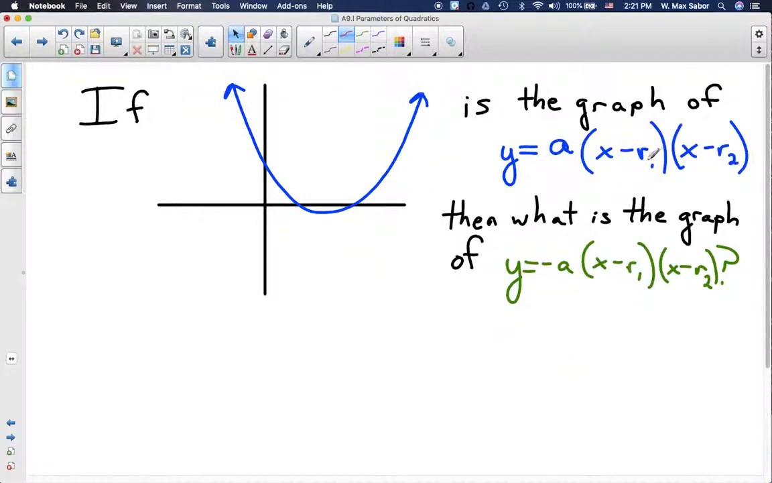Here, a times x minus r1 times x minus r2. So the roots are staying the same. What's changing is we now have a negative a value, so it'll look reflected over the axis.